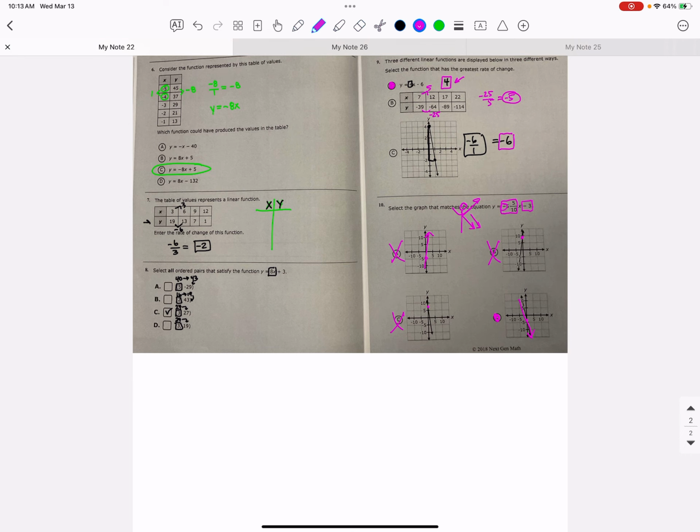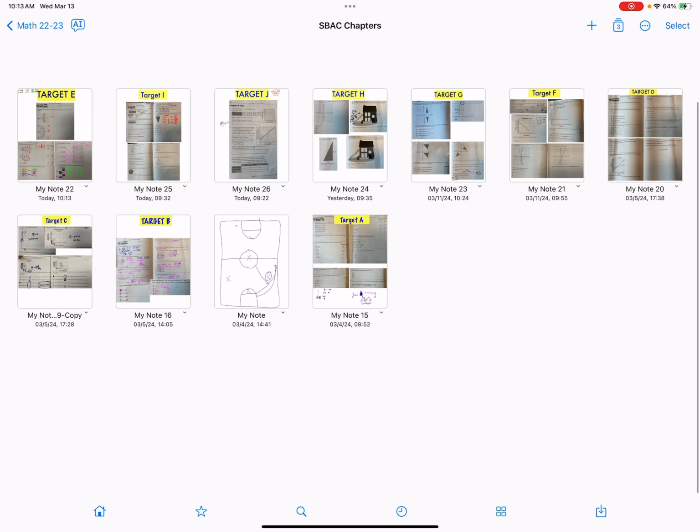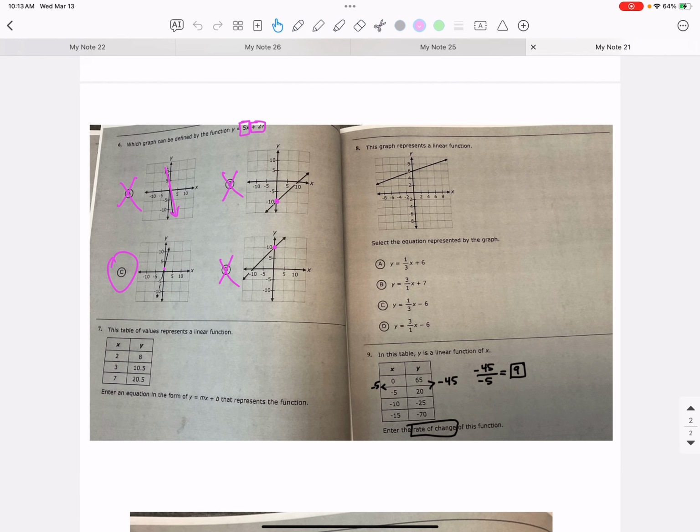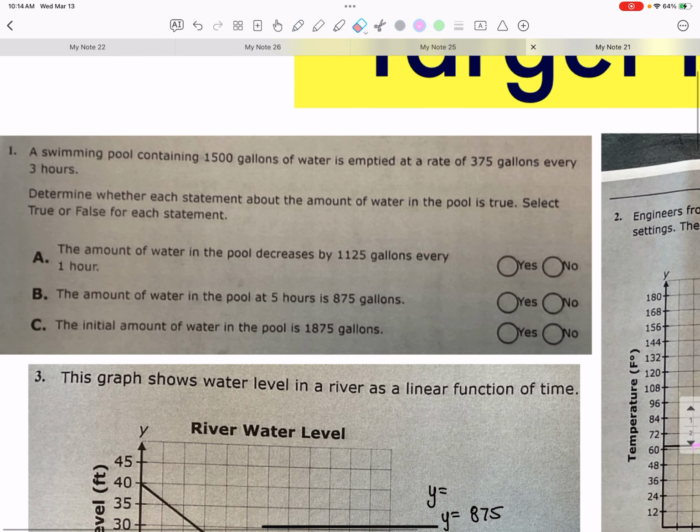All right, let's go over to F. Where's F? Let's see, target F. All right, here we go. F. Okay, let's write an equation.